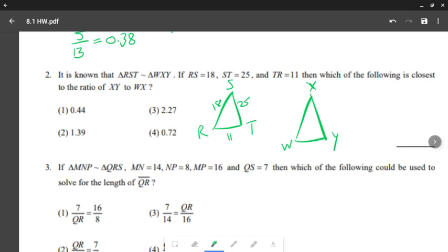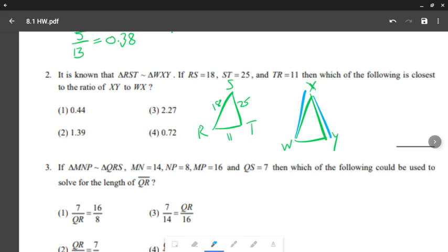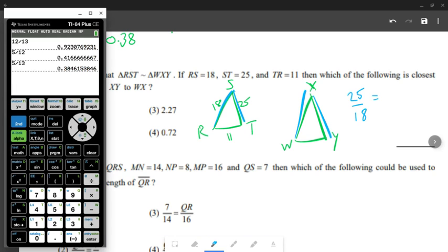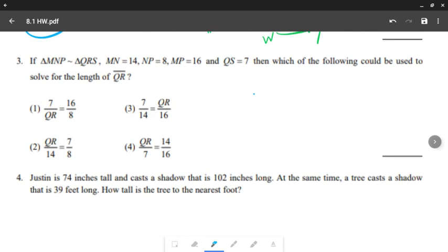Following the pattern from the first question, the ratio of XY to WX, that's this side to this side, would be 25 over 18. Well, what's 25 over 18 equal to? Go back to my calculator. 25 divided by 18 is 1.388. Well, let's see, that's definitely choice 2. All right, 1.388 is choice 2.